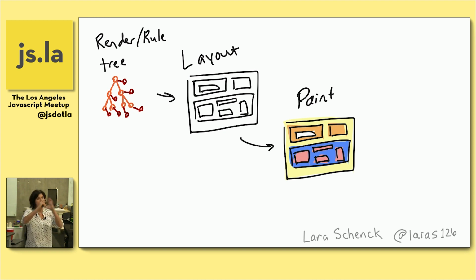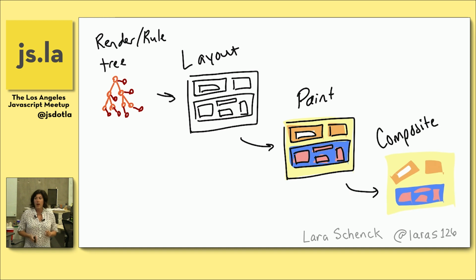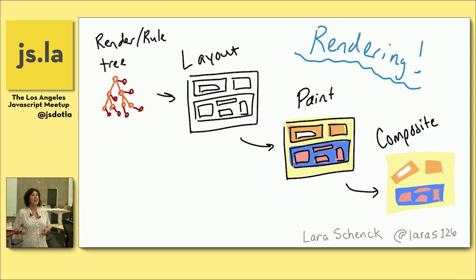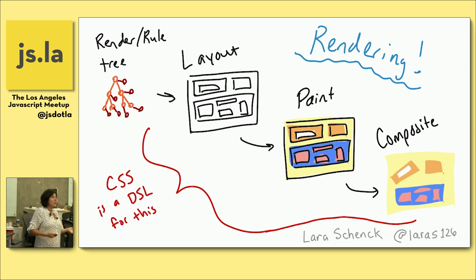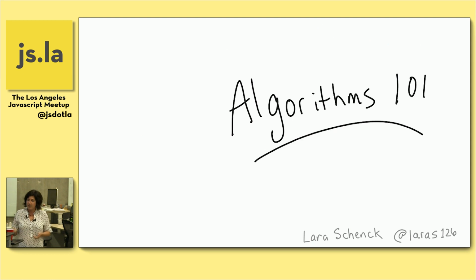So it's kind of like a bunch of little images laid out on top of each other. And then there's the composite step, where there's a certain set of CSS properties that are applied after paint, and everything is composited into one big image, which is then rendered onto the browser, or rather rendered onto your computer. So rendering, yay! So CSS is a domain-specific language to program this rendering process. That's kind of how I like to look at it.